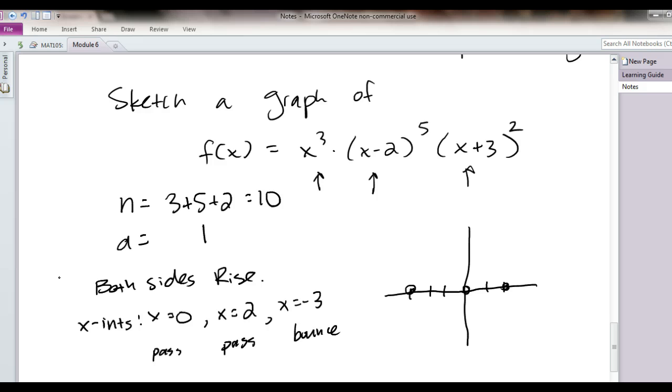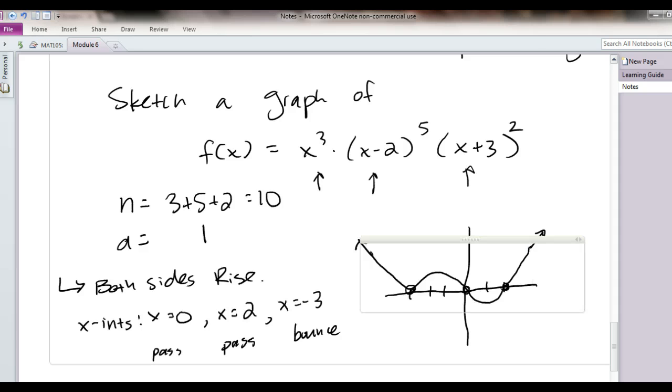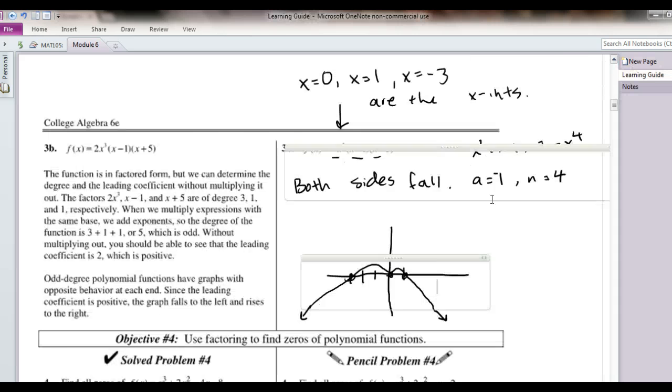And we know from the leading coefficient test that both sides rise. So we've got arrows rising, and then we just have to figure out what happens at each one. So at negative 3, I bounce off. And then at the other ones, I pass through. And that is my behavior. So that would be a pretty quick sketch of the graph of f of x.